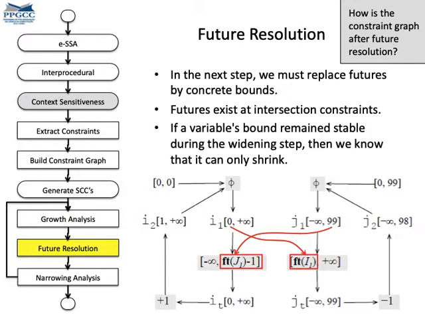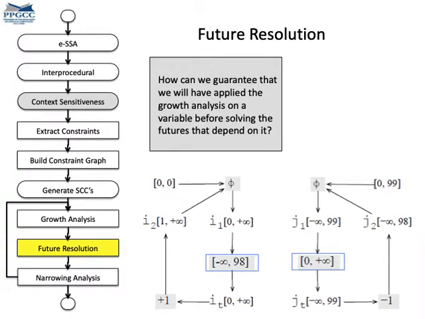The first thing that we must do to recover this precision is to solve futures. We see the future of I1 being used as the left bound of an interval, but I1 is at least 0. So we can replace this left bound with 0 for I1. And we can also replace the right bound of this intersection with 99 minus 1. That's for J1. So J1 is limited above by 99. And then we replace it with 98, which is 99 minus 1.